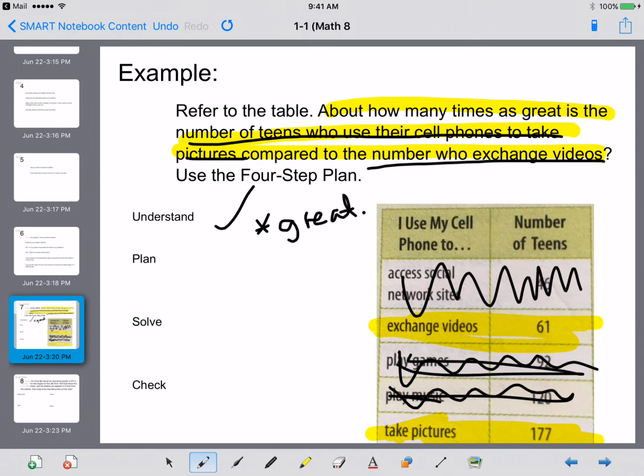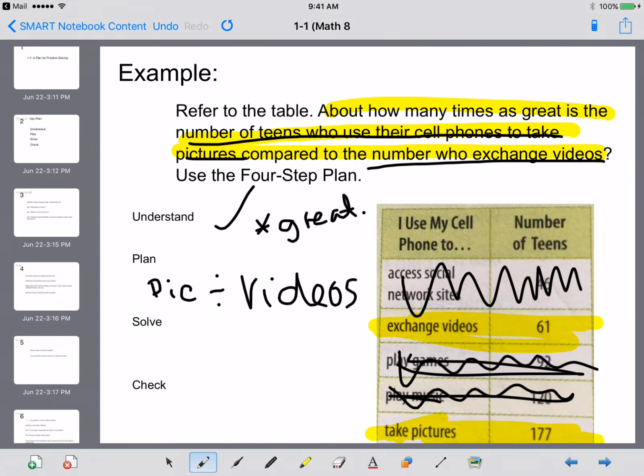So what are we going to do to solve this? We want to know how many times as great the number of teens who use their cell phone to take pictures is compared to videos. So pictures is bigger than videos. Clearly we can see that. What is it that we need to do? Right, when we're trying to figure out how many times greater something is, we have to divide. So we want to take pictures divided by videos.